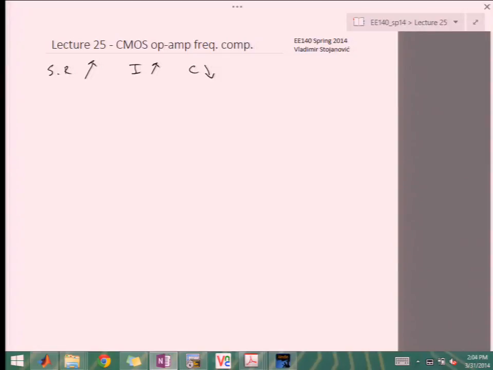So if I was just doing it this way, this reduces phase margin, right? I would want to do it in such a way that I increase the slew rate, but I don't compromise my stability. So let's take a look.